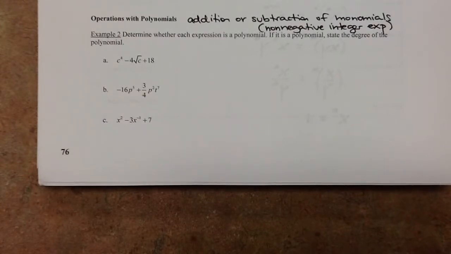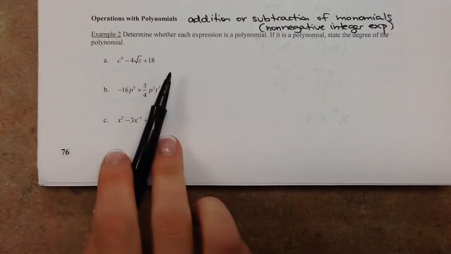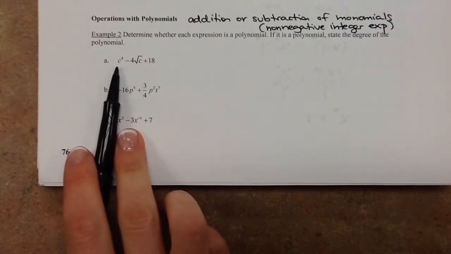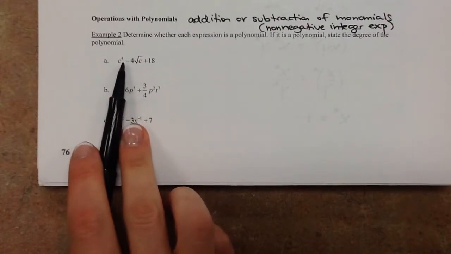So this example, we're going to be just determining whether each expression is a polynomial. So it's a yes or no. Then we can talk about the degree if it is. So here, this is actually a no. So here we've got just a normal expression. Its exponent is 4. That's an integer.